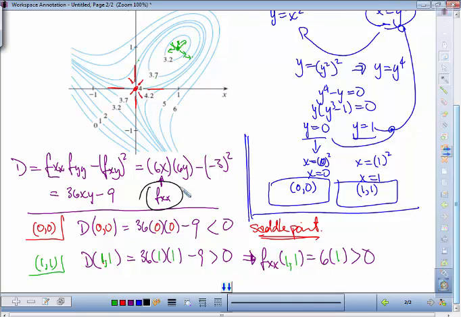So fxx is our other check that we do. If we have the discriminant positive, we have to check the sign of the upper left-hand corner of that matrix. And we see that we get a positive discriminant and a positive second derivative. And if you look back in the notes, positive, positive gives you a local minimum.